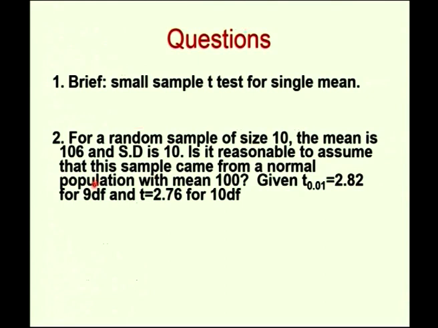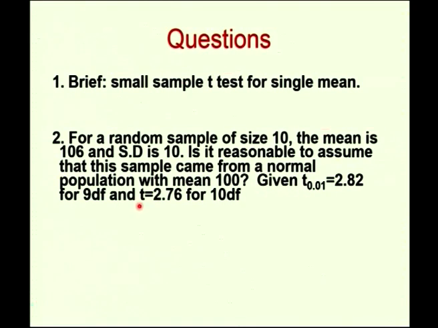Then for a random sample of size 10, the mean is 106 and standard deviation is 10. Is it reasonable to assume that this sample came from a normal population with mean 100? You are asked to test whether the population mean is 100, and the tabulated value is also given, that is t at 0.01 is 2.82 for 9 degrees of freedom. Actually, when the sample size is 10, degrees of freedom is 9, and the two values are given to confuse you.